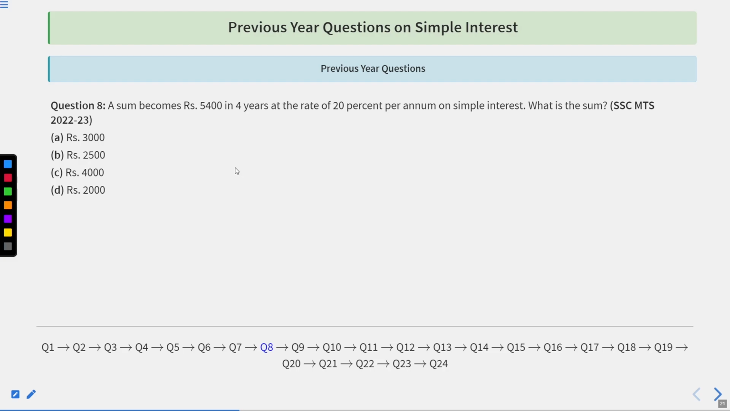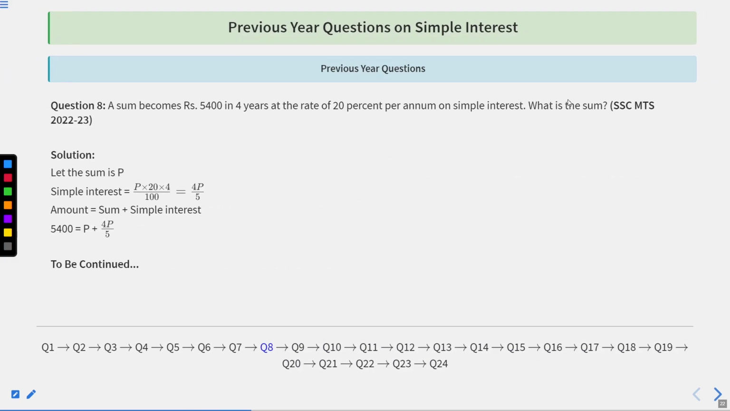Question number 8. The sum becomes rupees 5,400 in 4 years at the rate of 20% per annum on simple interest. What is the sum? So let us have a look over the solution. Let the sum be P. So the simple interest will be P times 20, that is rate, into time, that is 4, upon 100, that is 4P upon 5.